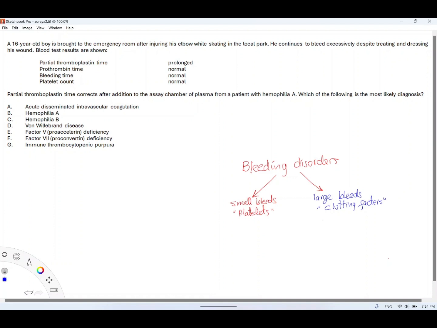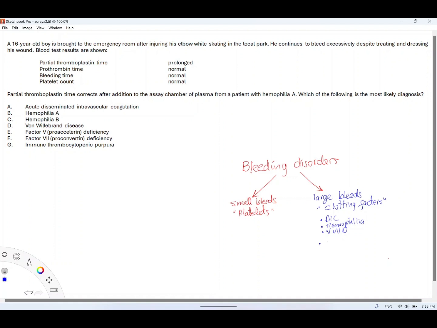Now let's talk about clotting factors. What are some examples of clotting factor deficiency? Let's say DIC, which is mixed, hemophilia A, or hemophilia in general. We can think of von Willebrand disease. So if large bleeds are due to clotting factor, that means the defect will be in the clotting factor.